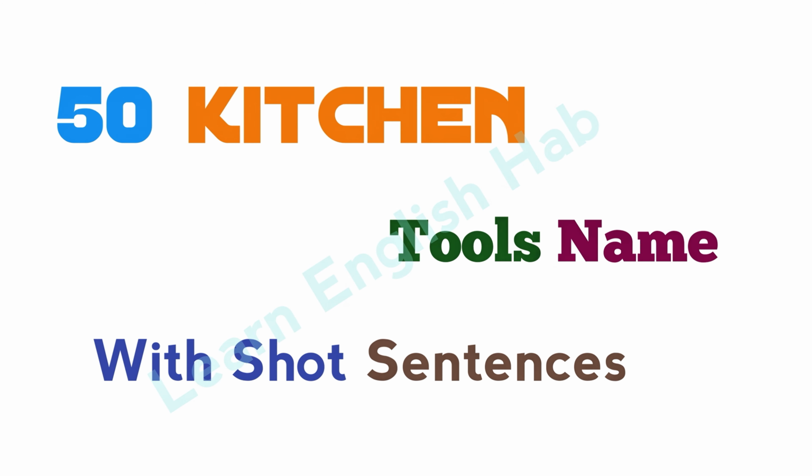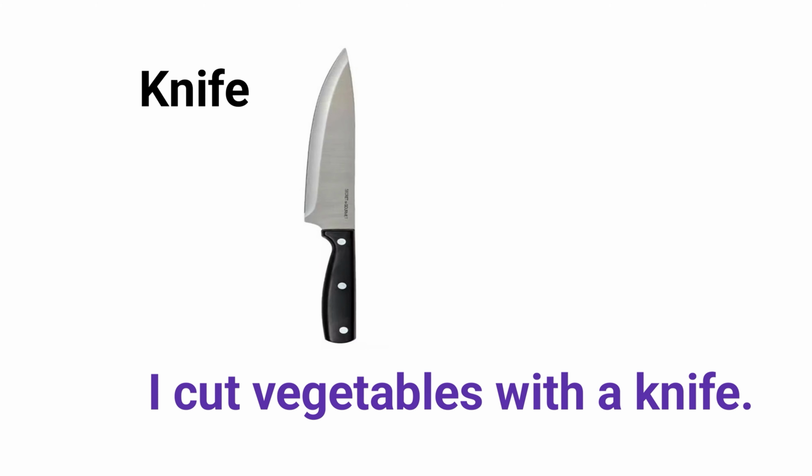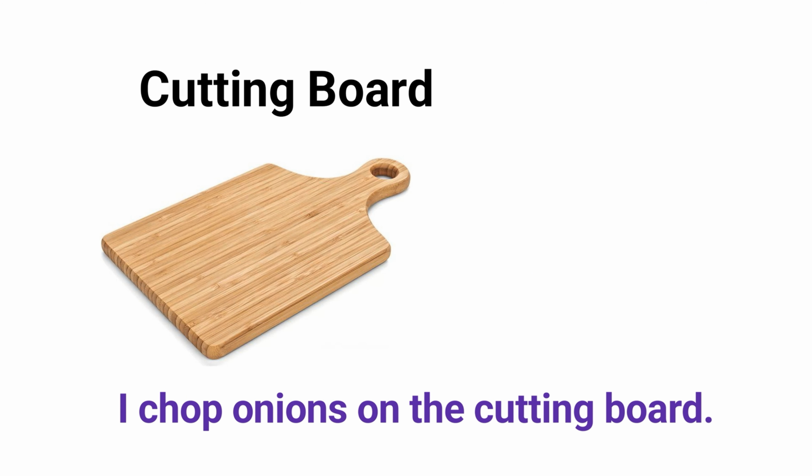50 kitchen tools named with short sentences. Knife. I cut vegetables with a knife. Cutting board. I chop onions on the cutting board.